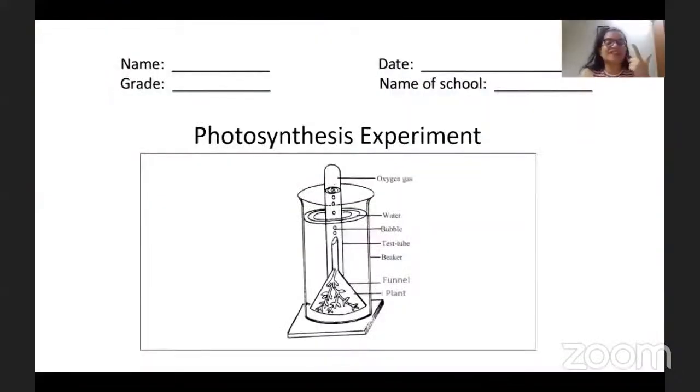Write your name, today's date, what grade you're in, and the name of your school. So these four things you'll need to write. Besides that, write the experiment's name, that is photosynthesis experiment. Yes, let's quickly write this down and then we'll move on to the drawing section. Yes, let's go.